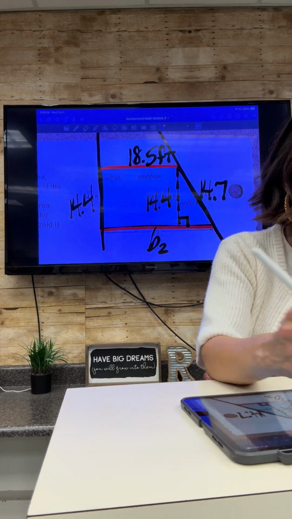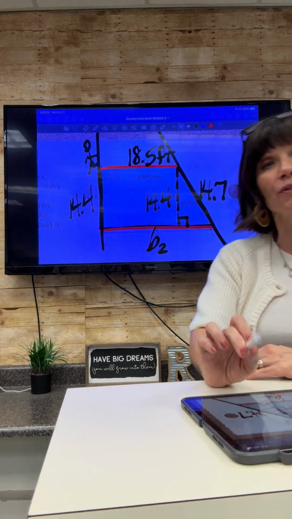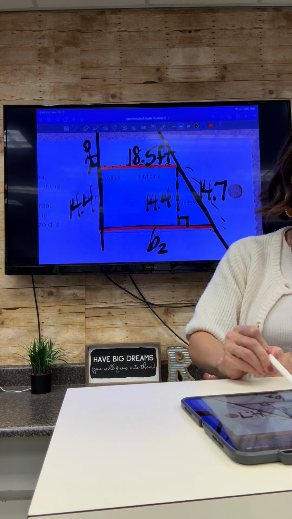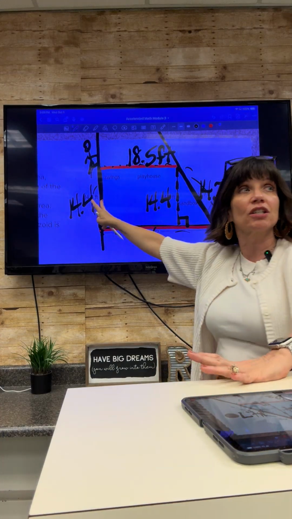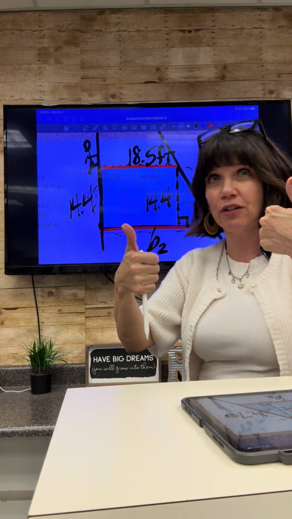Because remember, Mr. Perimeter is going for a walk all the way around the trapezoid. All right, because we only want the distance what? Around the object. Thumbs up if we're following so far.